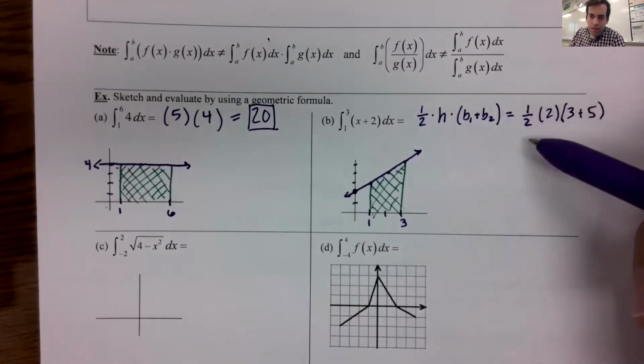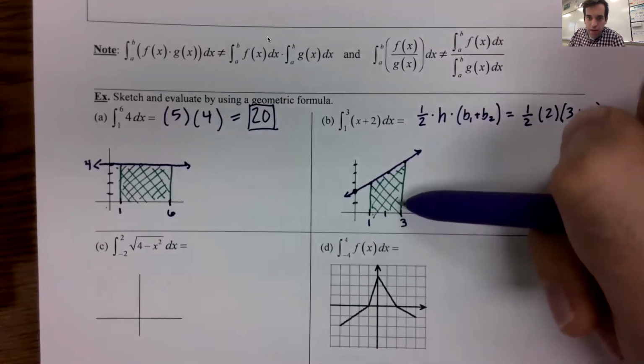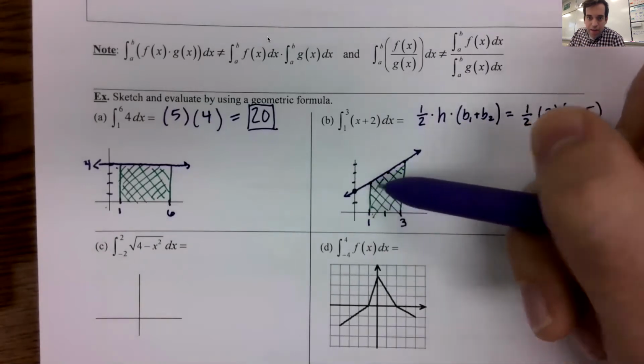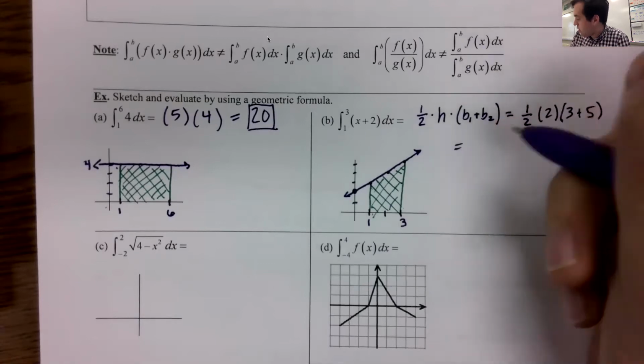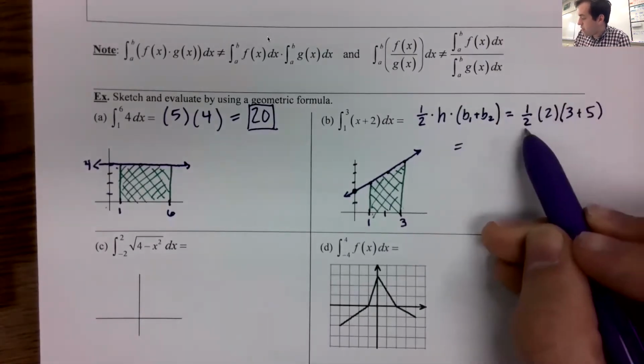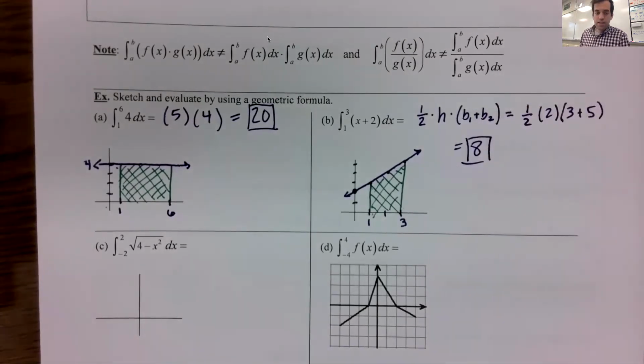Well, this is really just like a fancy version of saying, what if we had a rectangle with height of 2 and width of 8? And then we chop it in half because the trapezoid is only half of that. But we don't need to get into all that. So if we figure this out, though, we're going to have 3 plus 5 is 8 times 2 is 16 divided by 2 is 8. So our area is 8.